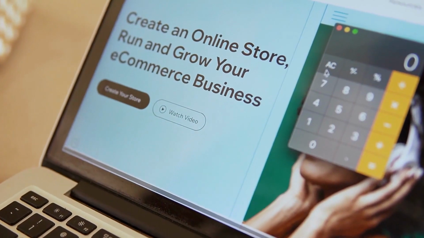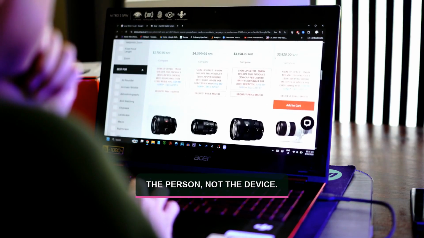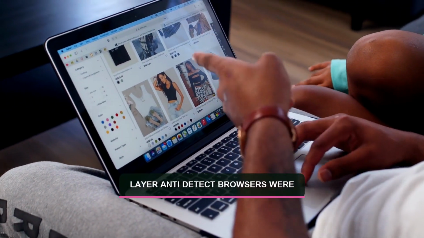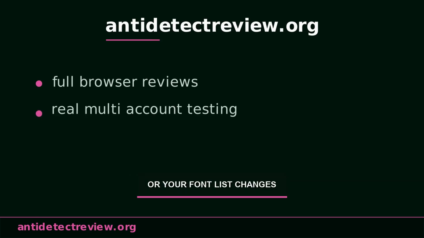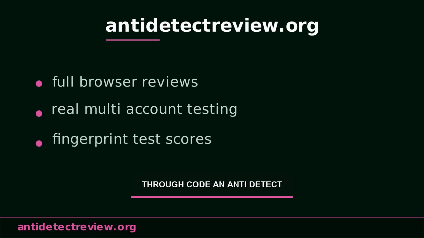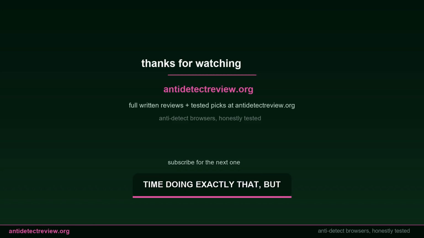So here's the honest summary. Behavioral biometrics is a passive, continuous layer that profiles the person, not the device. It sits alongside the fingerprinting layer anti-detect browsers were built to manage, not underneath it, which means spoofing your canvas output, your WebGL strings, or your font list changes nothing about how your mouse moves or how your fingers hit the keys, because none of that data ever passes through code an anti-detect browser controls in the first place. Any product that claims to solve both layers in one tool is overselling what it does. Testing the fingerprint side honestly still matters. I spend most of my time doing exactly that, but it's only ever half the picture.